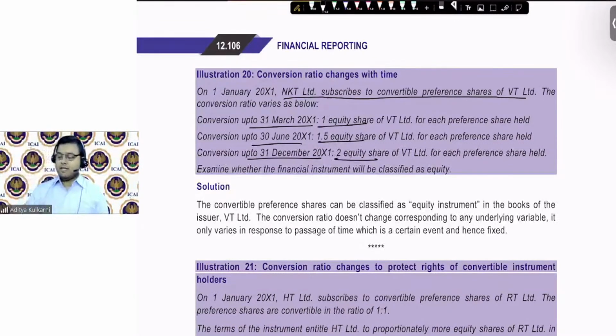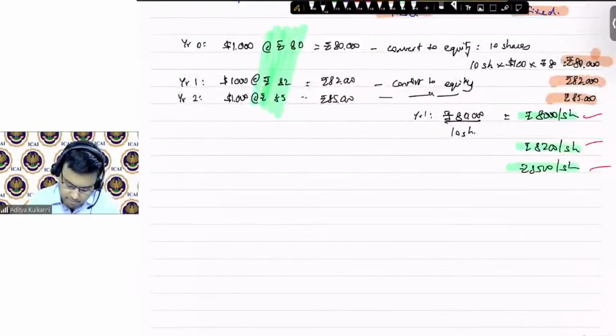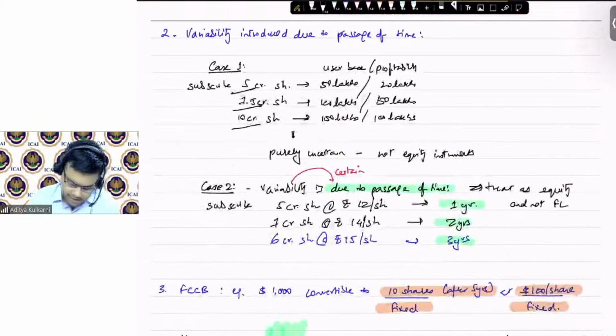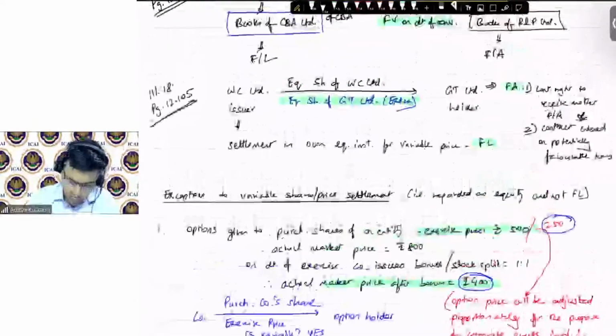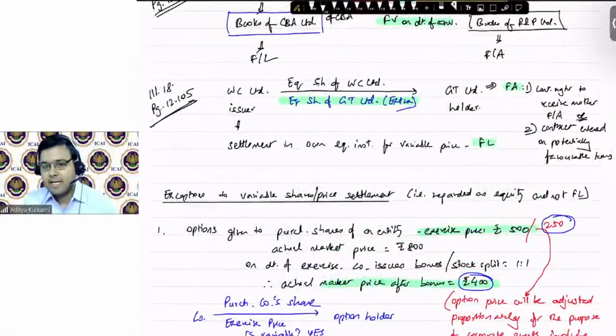If I receive own shares at fixed for fixed, that is covered, no, in own shares fixed for fixed when we did this example of WC and GT Limited. So the original question was equity shares of WC Limited. Option is given to GT Limited. So therefore it would be a financial asset.